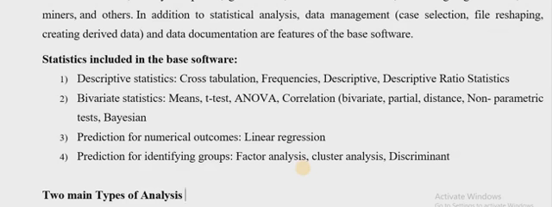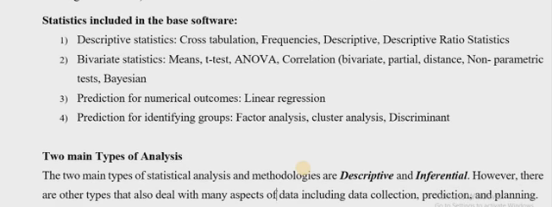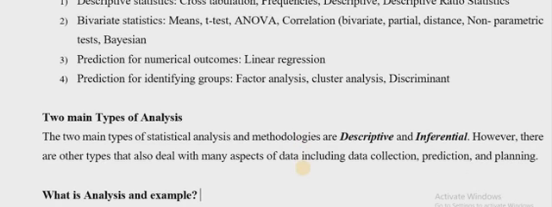Alright. The next one we're going to look at is two main types of analysis. The two main types of statistical analysis methods are descriptive and inferential. However, there are other types that also deal with many aspects of data, including data collection, prediction, and planning.